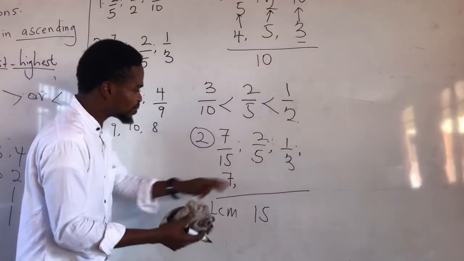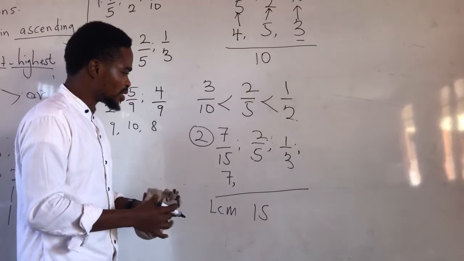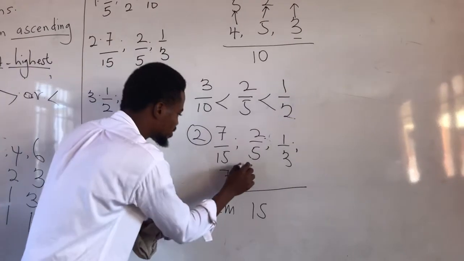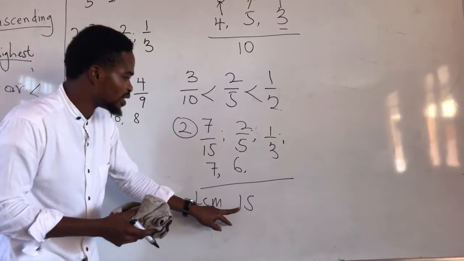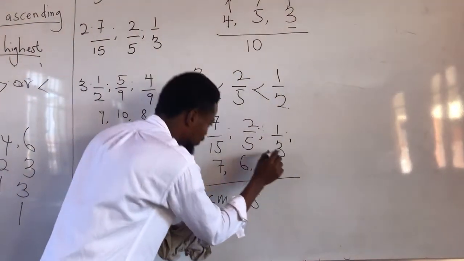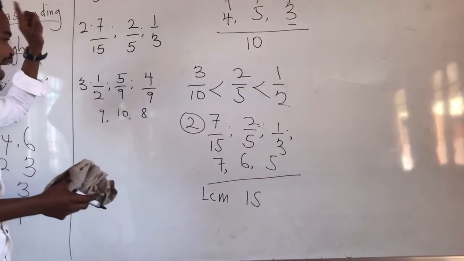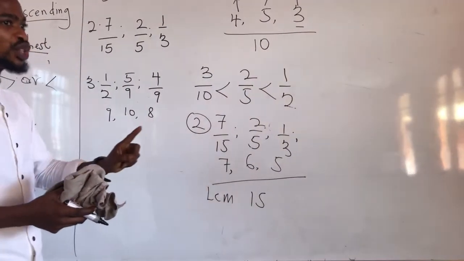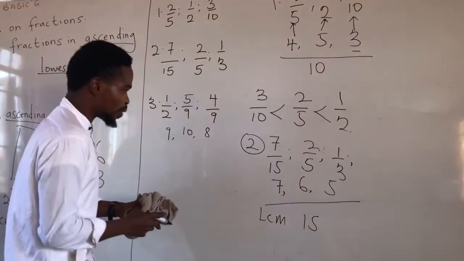Then we come here. 5 goes into 15. How many times? 3 times. 3 times 2 is 6. Then 3 goes into 15. How many times? 5 times. 5 times 1 is 5. Then I come here. Remember, we are ordering the fractions in what? Ascending order, which means from the lowest to the highest. Alright?